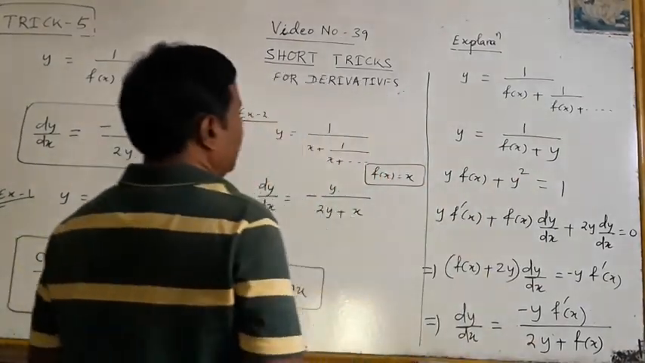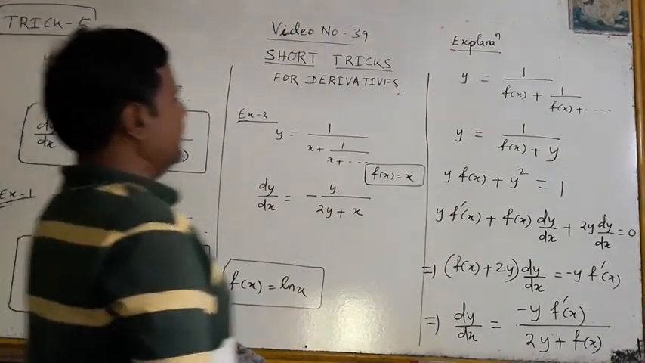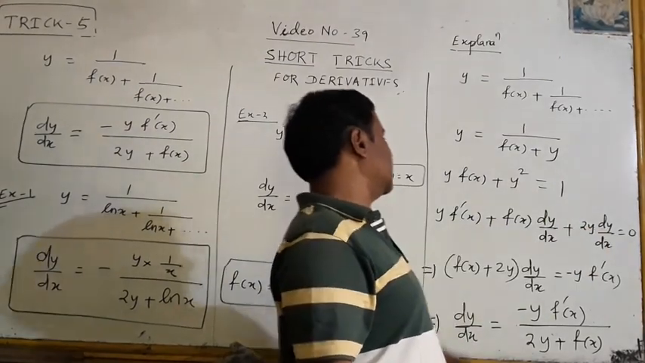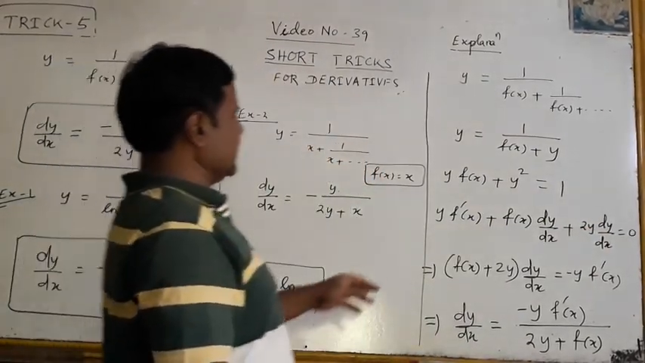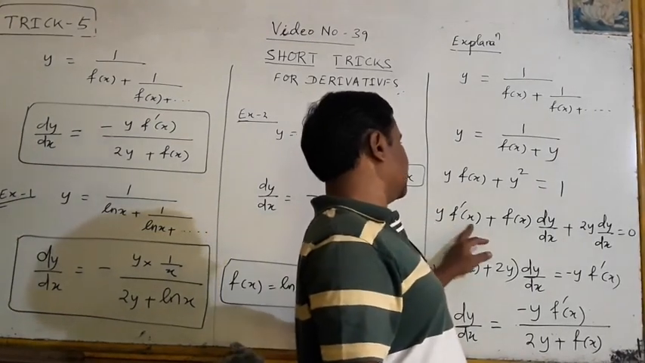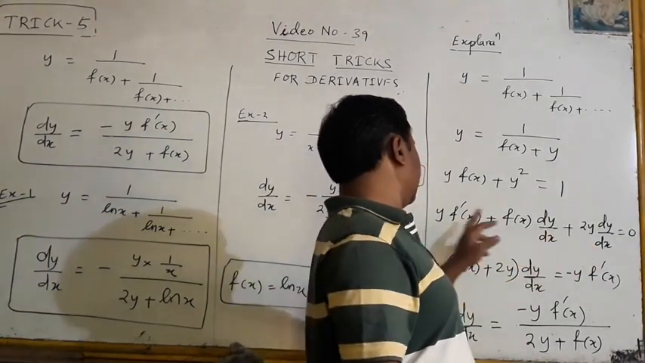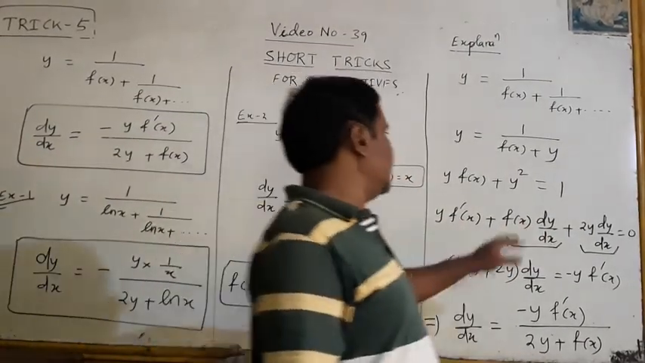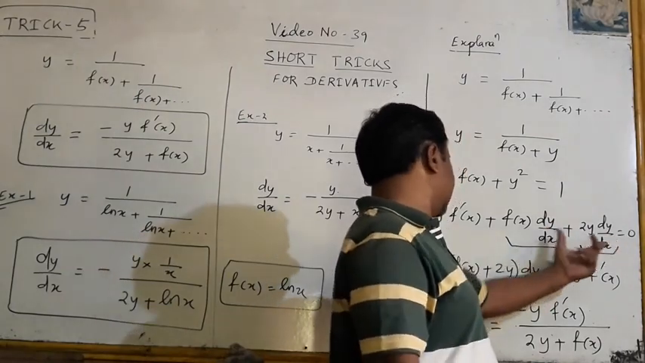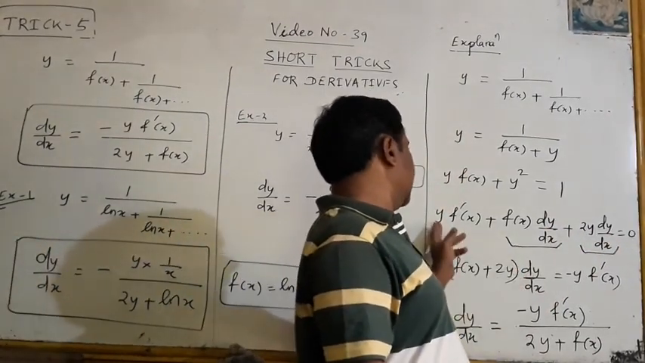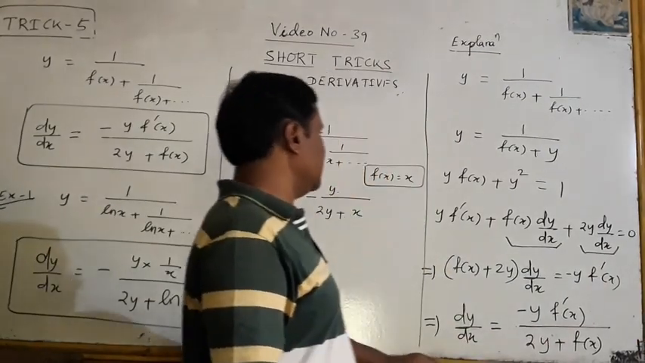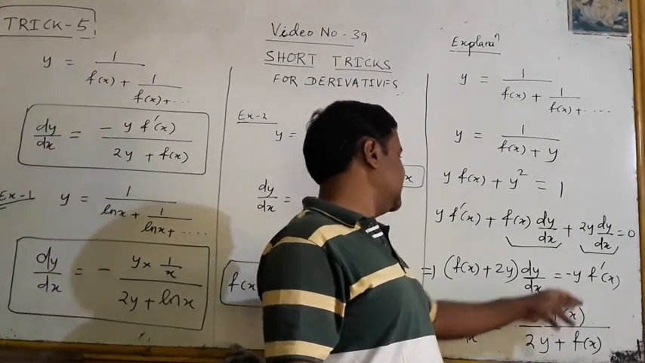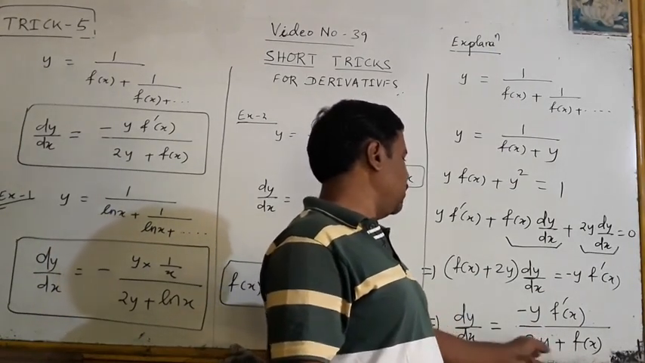Differentiate both sides. y f dash x plus fx into dy by dx plus 2y dy by dx is equal to 0. Now here, f dash x, y f dash x, 2y. I am taking dy by dx: fx dy by dx, 2y dy by dx. Take common, fx plus 2y into dy by dx. Taking the other term to that side, it becomes minus y into f dash x. Now dy by dx is what? Minus y f dash x by fx plus 2y, that is, 2y plus fx.